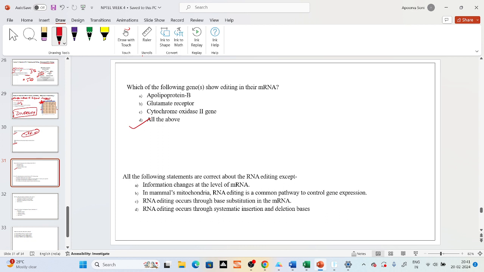The next question is: all the following statements are correct about the RNA editing except. So you have to identify the incorrect statement. Information changes at the level of mRNA. In mammalian mitochondria, RNA editing is a common pathway to control gene expression. RNA editing occurs through base substitution in the mRNA. RNA editing occurs through systematic insertion and deletion. Try to pick the point which is least connected with the question. I'll give you 1 minute to think, which is least related.